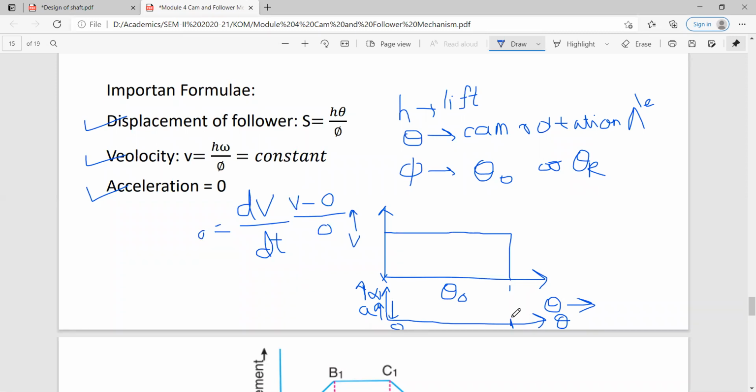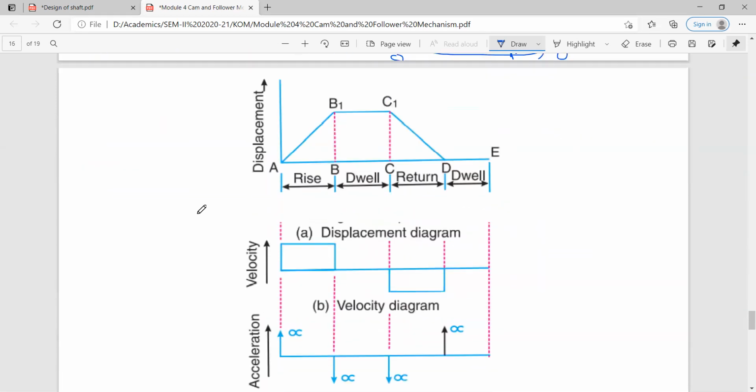At this point what will happen? The velocity will reduce from v to 0, means 0 minus v upon no time. So your acceleration will be infinity, but in the negative direction. And at the same moment it will come back to 0, from infinity to 0. So your acceleration diagram will look like this.